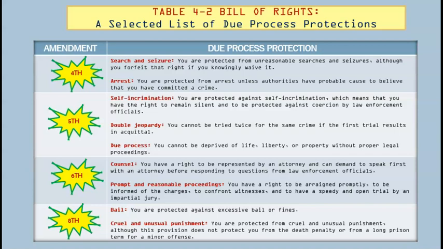And then the 8th Amendment, you are protected against excessive bail, and you are protected against cruel and unusual punishment. It doesn't, however, protect you from the death penalty or from a long prison term for a minor offense.